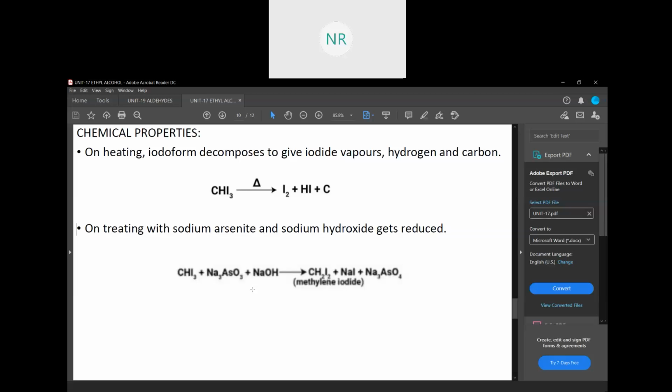On treating with sodium arsenate and sodium hydroxide, it gets reduced into methylene iodide. Okay, so that is your reaction. So these are your chemical properties of iodoform.